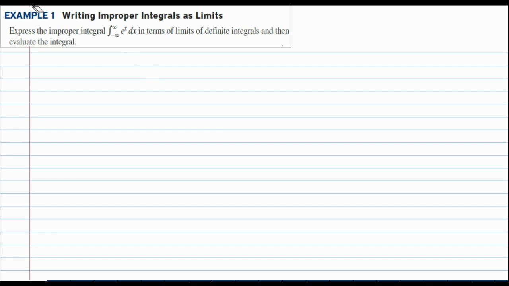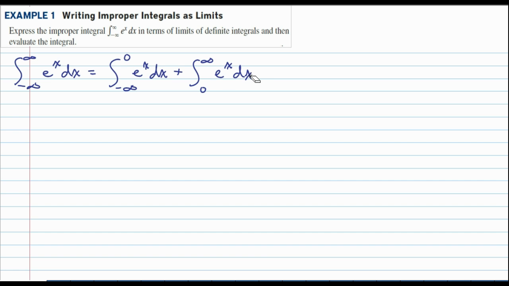Alright, so first we want to find the antiderivative from negative infinity to infinity of e to the x dx. Well, we have the lower limit is negative infinity and the upper limit of integration is positive infinity. So we're going to split that at some value, and I'm just going to pick 0 because that's the easiest value. So I'm going to do antiderivative of negative infinity to 0 of e to the x dx, and then plus 0 to infinity of e to the x dx.